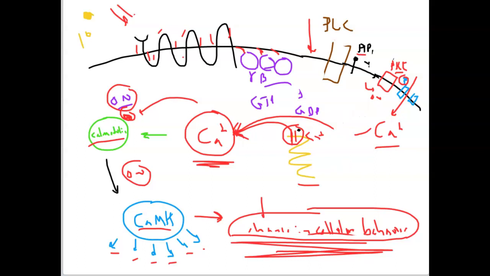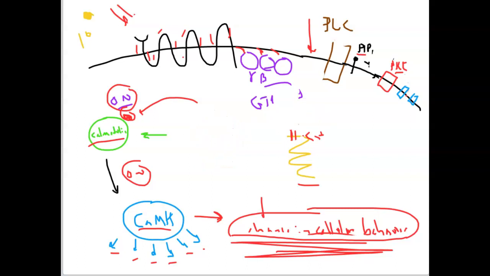In the absence of DAG, protein kinase C will not be active. We will lose the phosphorylation of the calcium channel. Those channels will close, and calcium will no longer come in from outside the cell in the absence of DAG. In the absence of IP3, calcium channels in the smooth ER will close, and calcium will no longer come into the cytoplasm from the smooth ER.